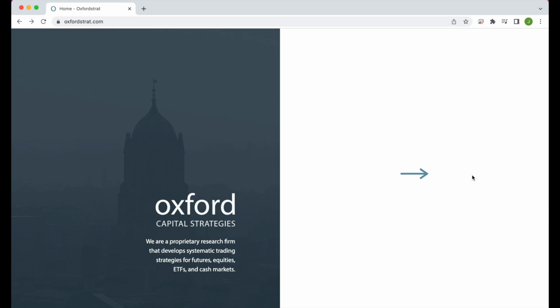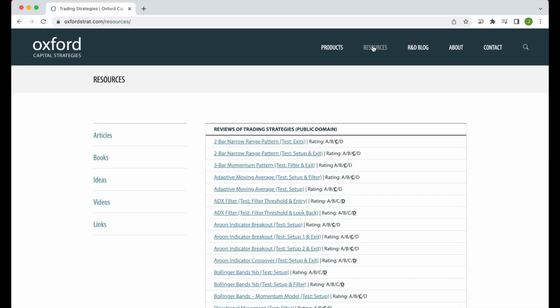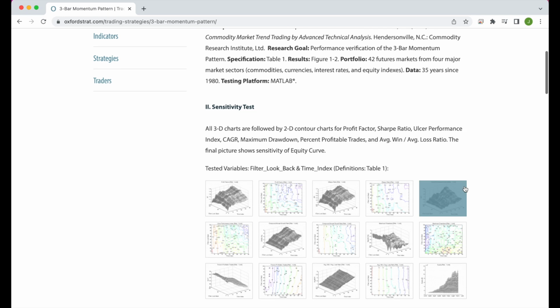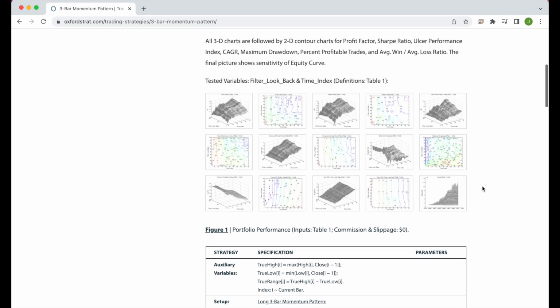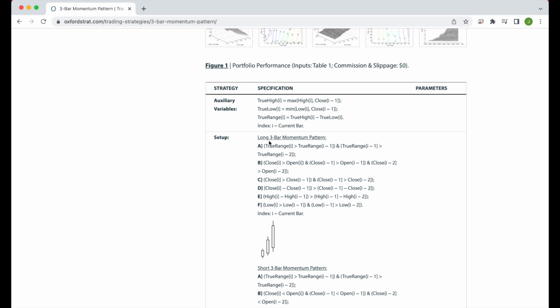Let's first quickly take a look at how this strategy works, and then we're going to have a look at the test results. Rather than recreating the rules, I'll just show you the rules which Oxford Capital Strategies have written down. So if we go to the resource page, and we're looking at the 3-bar momentum pattern. And you can read all about it here, including looking at the rules and their test results on the futures markets. So here's what the setup looks like.